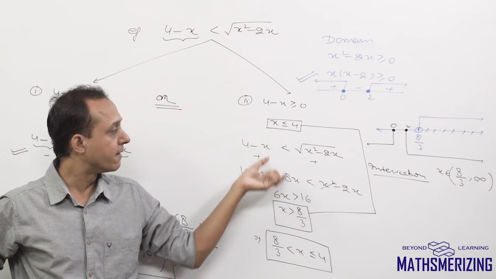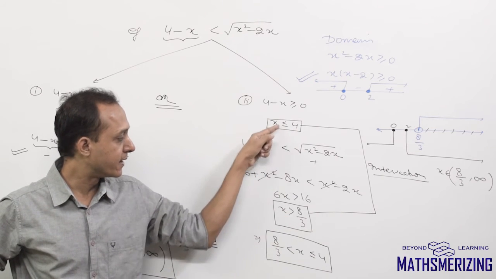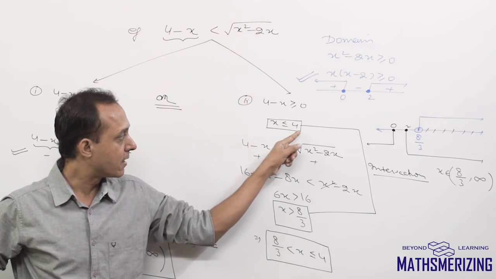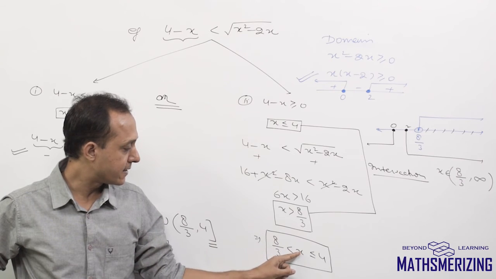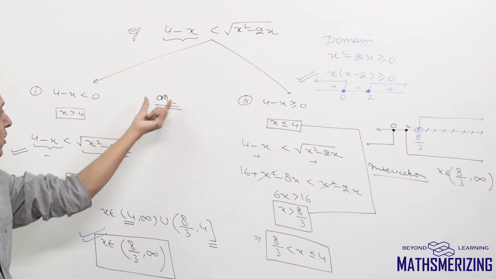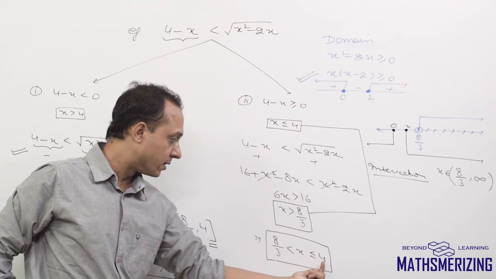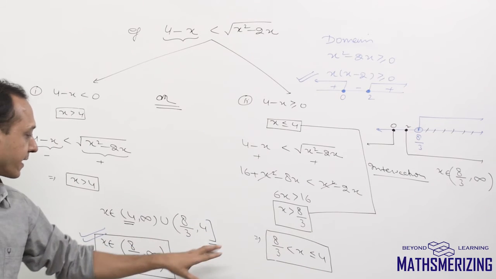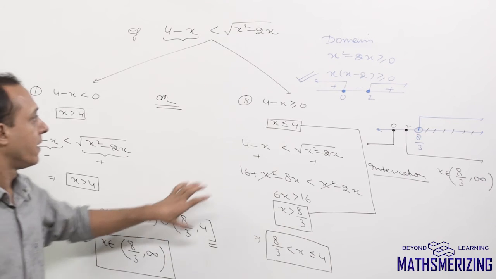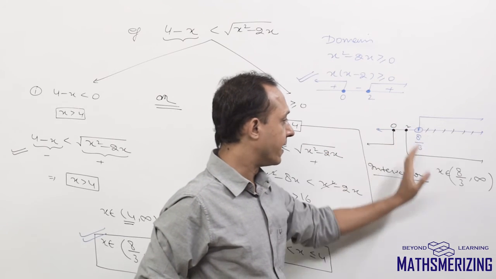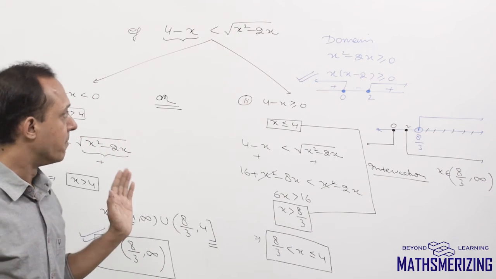Now, this result has come with the condition that x should be less than or equal to 4. So, I'll take the intersection of these two conditions, and I get 8 by 3 less than x less than or equal to 4. Now because it's an or between the two conditions, I'll take a union of these two. So it says from 8/3 to 4 and then from 4 to infinity. Together I can write it as from 8/3 to infinity. Finally I'll take the intersection of this result and the domain condition, and the final result is x should be greater than 8/3. So the answer to this inequality is from 8/3 to infinity.